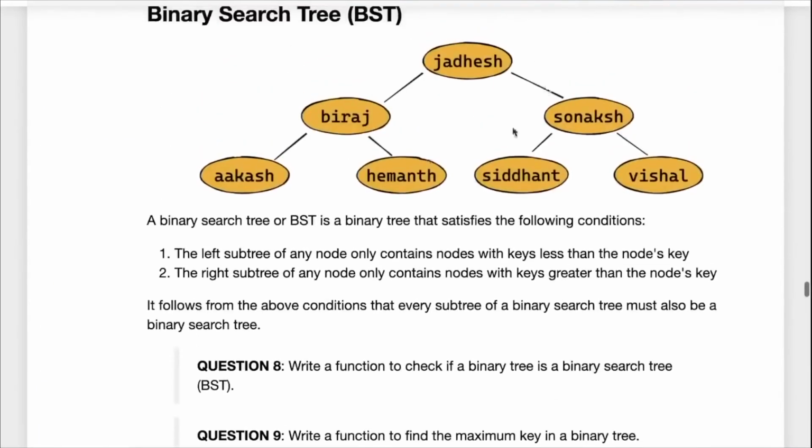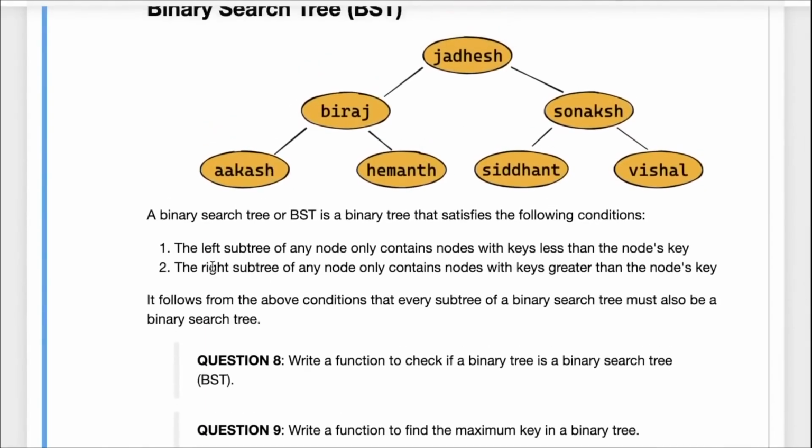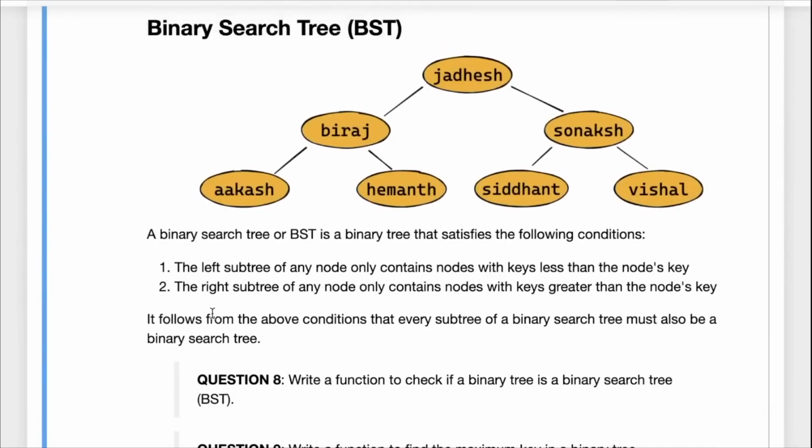So we can see that this tree here is actually a binary search tree, and you can verify that these two properties hold for each of these nodes. And it should follow from these two conditions that every subtree of a binary search tree must also be a binary search tree. So I'll let you verify that if you pick up any subtree inside, so you pick up any node and you see the tree under that node, you will see that it is a binary search tree.